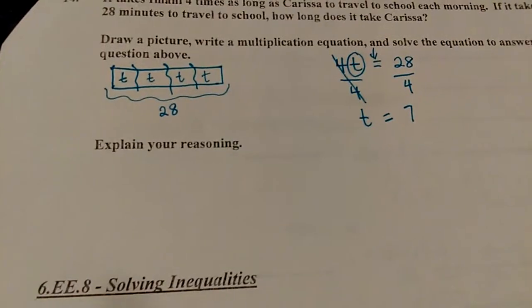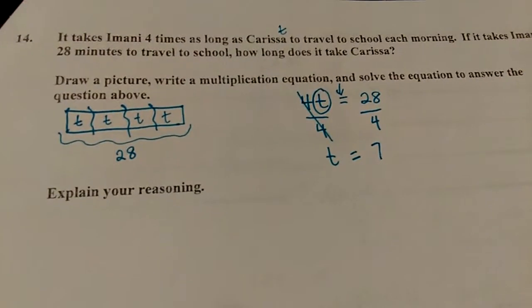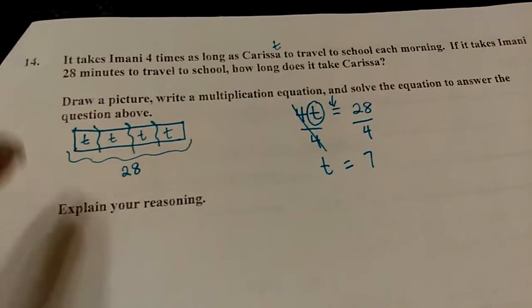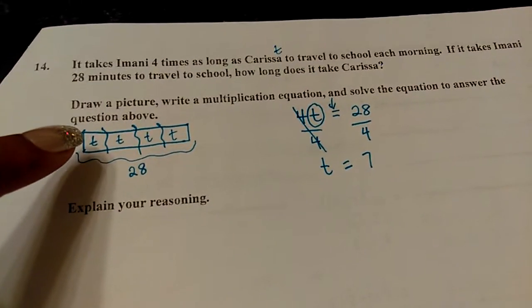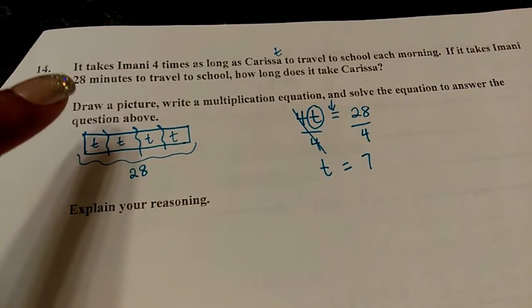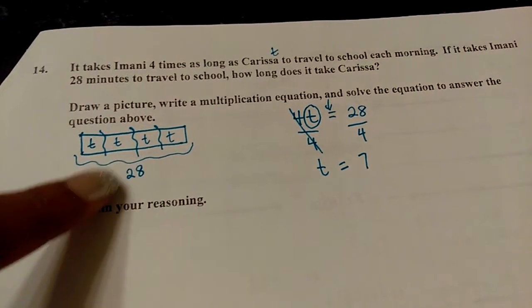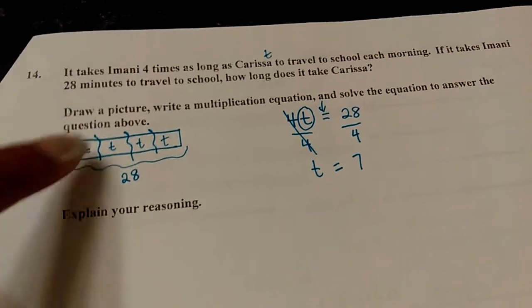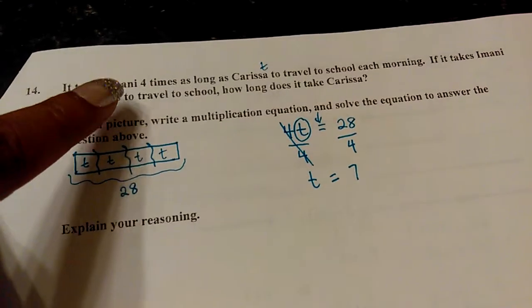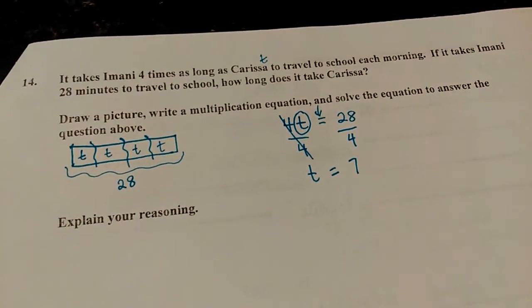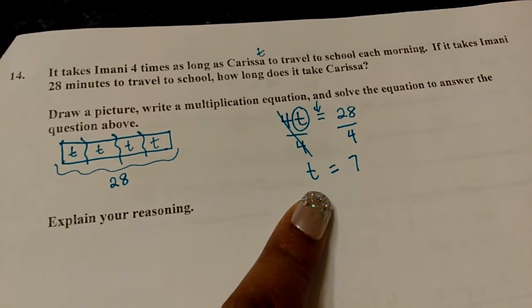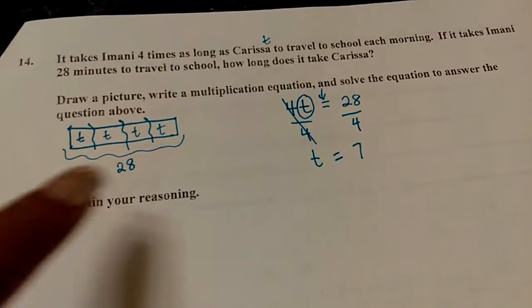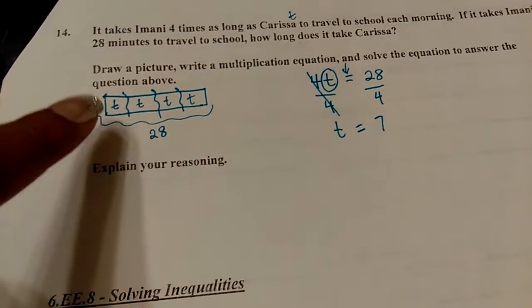So now it says to explain your reasoning, okay? And you can write down the process that it took for you to find it. For example, we talked about how if Imani takes 28 minutes, that's 4 of our t's, right? Because it says it took her 4 times as long. Then that means that once we solve it, we find that Carissa only took 7 minutes. So you could write out basically how you got to that reasoning.